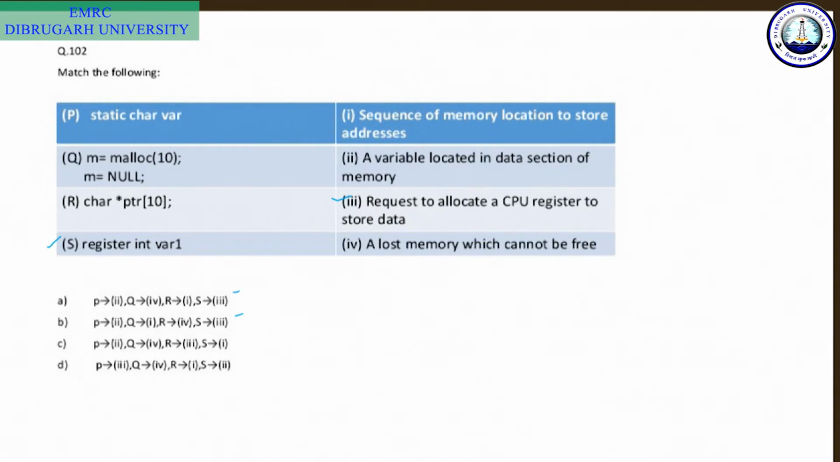Then coming to R, it is a character array pointer and it contains 10 memory locations. So, here from this the remaining 3. So, here you can see that it is a sequence of memory store locations to store addresses. So, from these two, this is not and this is applicable. So, by default you can check here Q4, this one lost memory which cannot be freed, and static character variable memory variable located in data section of the memory. So, this is your answer.